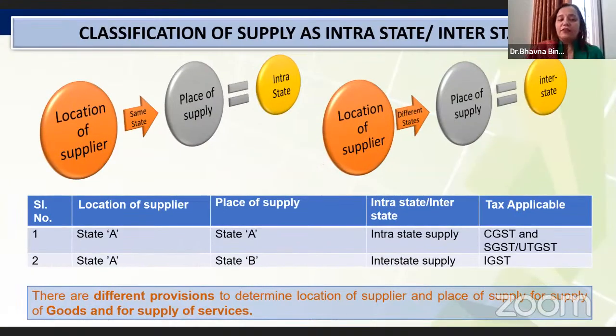To understand, if the location of the supplier and the place of the supply is in the same state, we call it as intrastate. On that, CGST and SGST would be applicable. But if they are in another state, then only IGST is going to be applied.